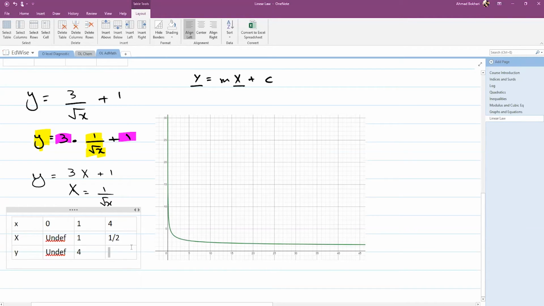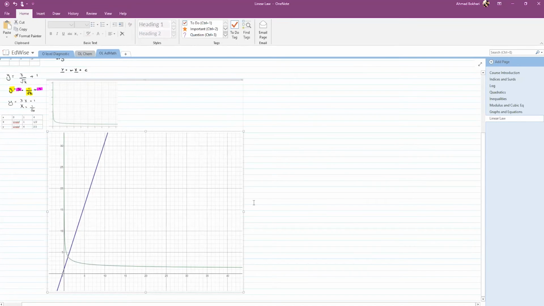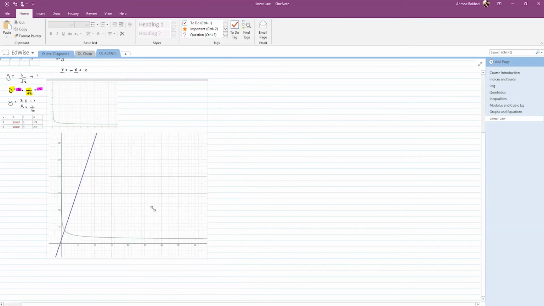And here it's going to be 3 times half. Instead of 3 times 1 over all that, it's going to be 3 times half plus 1, which is simply 2.5. So I will draw that, and this time I'm going to have simple values, that y is equal to 3x plus 1. This is a line that I can easily draw. So do you see that purple line? That is the line that we got from linear law.